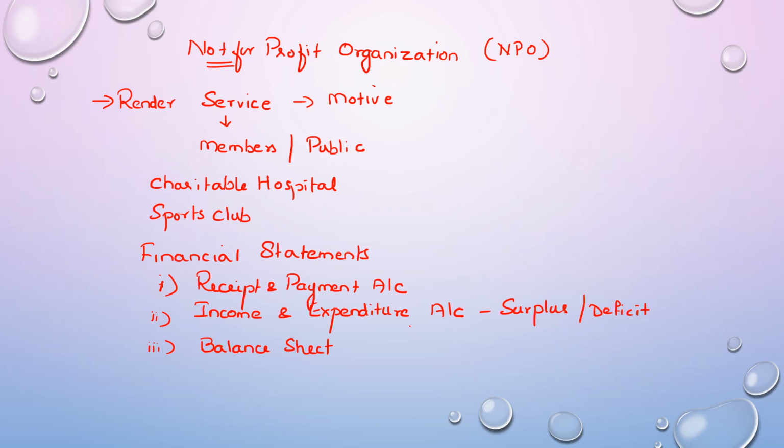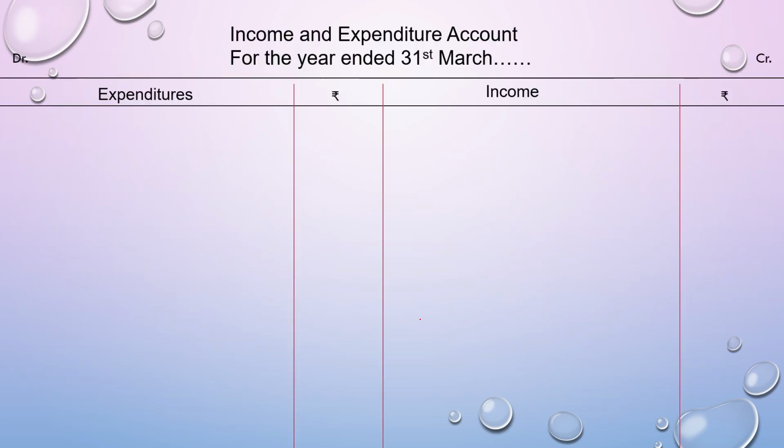Now, income and expenditure account. What do you mean by that? It's an account. So we prepare it in this format. So first let us look at the format. It is prepared in the form of account. So there should be a debit and credit on either side. There is a debit side, which is the expenditure side. And there's a credit side, which is the income side.